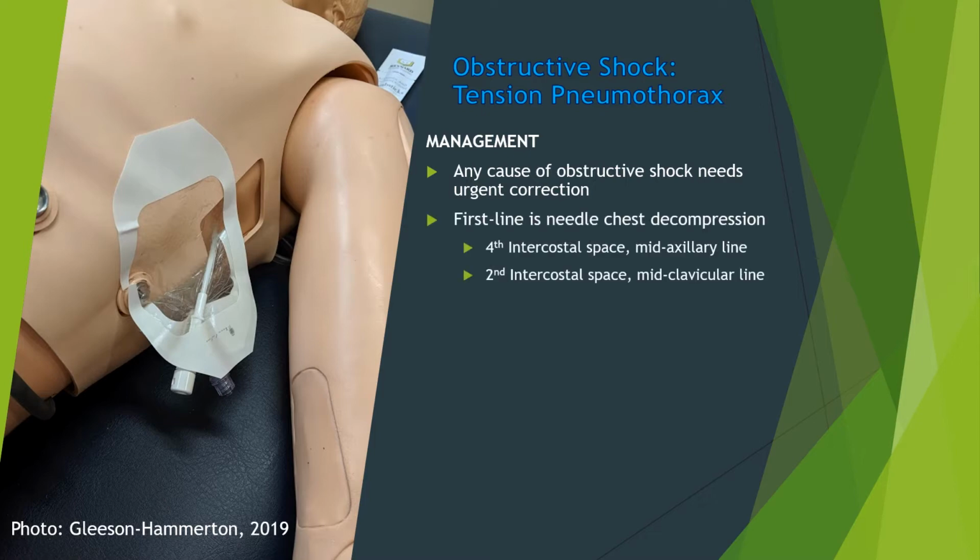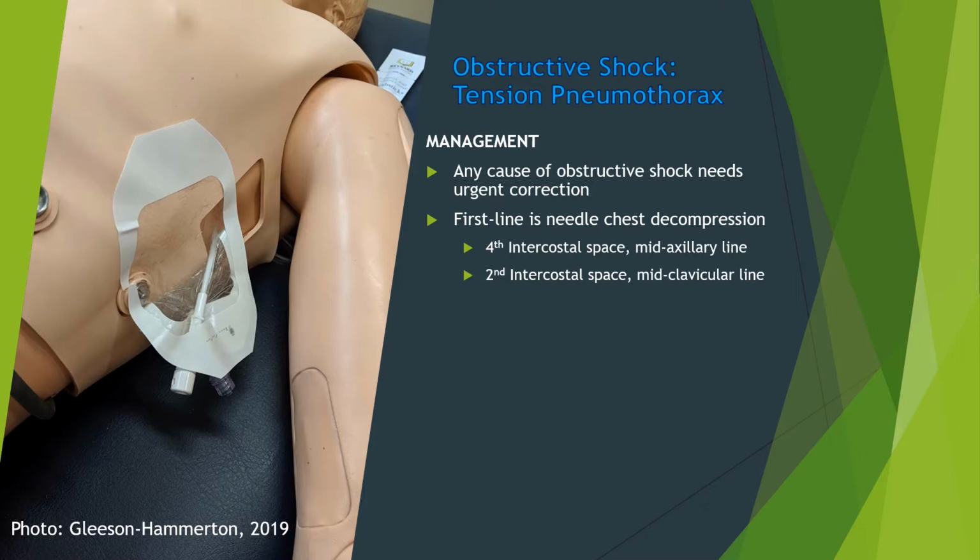For tension pneumothorax, the first line intervention is a needle chest decompression. We can do that in two spaces. The fourth intercostal space at the mid-axillary line is the preferred site, as there's less tissue to penetrate and it is less likely to cause damage to the underlying structures. It's also more successful and works around body armor.